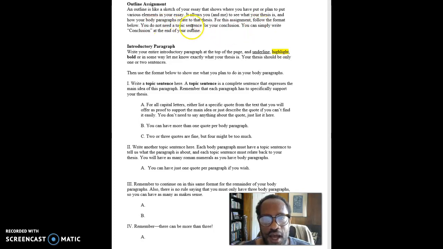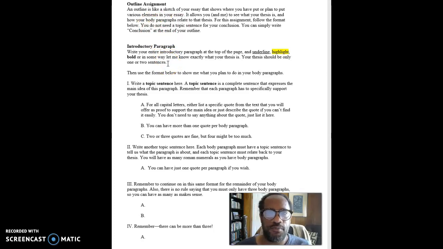You do not need a topic sentence for your conclusion. You can simply write conclusion at the end of your outline. So what you're going to do here is show me what your introductory paragraph is and what your thesis is, and then show me what you're going to be doing in each body paragraph. So let's talk about the introductory paragraph.